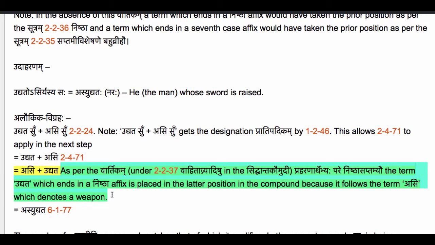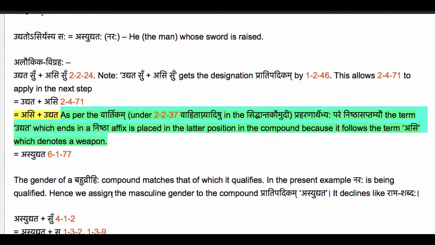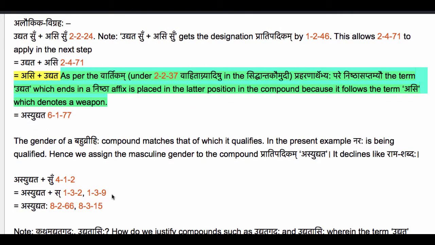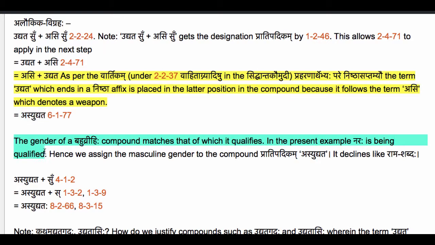Remember that as per the sutram 2-2-36 nishtha, udyata would have been placed in the prior position in the compound, but this vartikam now places udyata in the latter position in the compound because it follows the term asi, which denotes a weapon. And then finally we use ekah purvaparayoho 6-1-77 to get a final form asyudyata. And we know that the gender of a bahuvrihi compound matches that of which it qualifies. In the present example nara is being qualified, hence we assign the masculine gender to the compound pratipadikam asyudyata. Declines like Rama shabdaha. Prathama ekavachanam is asyudyataha.